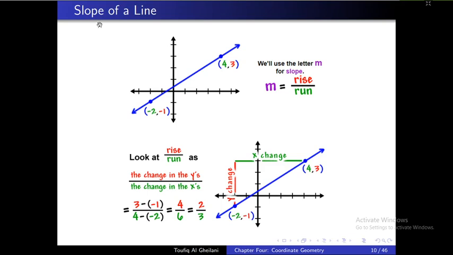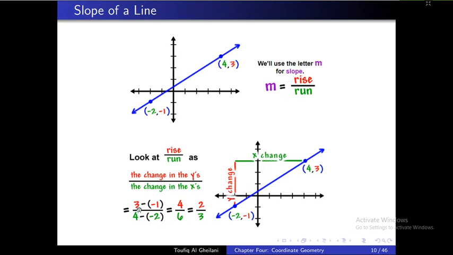How to calculate the slope of a line? For example, this line has 2 points: point 1, (-2, -1), and point 2, (4, 3). We will use the letter m for slope. m equals rise over run. So the slope m equals change in y over change in x.